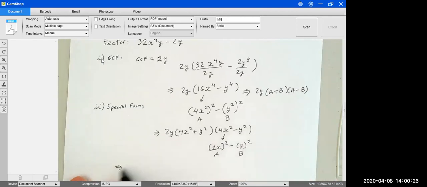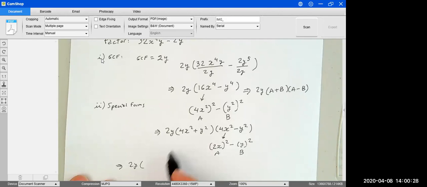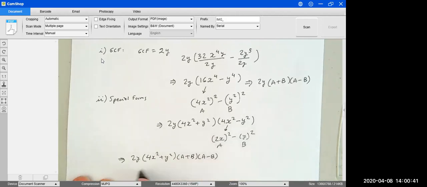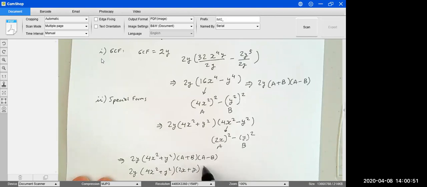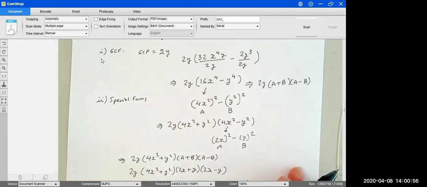So I'm going to have 2y, then 4x squared plus y squared, the sum that cannot be factored. And then we're going to have a plus b times a minus b. So the final answer is going to be with a being 2x plus b, which is y, and 2x minus y. So that's the final answer for example 7.